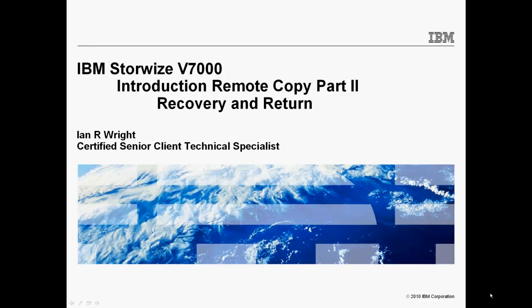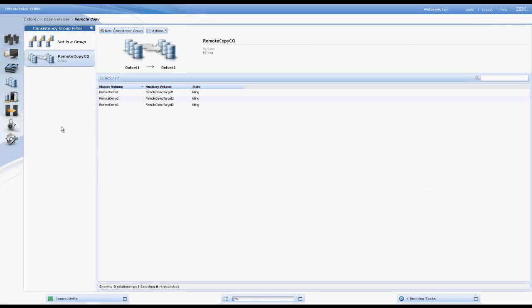Today we'll be taking another look at the remote copy functionality on the IBM Storwize V7000. Specifically, this time we will be looking at the tasks involved in recovering to an auxiliary site after an outage, and then what is involved in returning back to the primary site when the outage has been resolved. For purposes of this video, we'll assume that some sort of outage has occurred in Oxford 1's data center, whether planned or unplanned, that has caused us to fail over to Oxford 2.